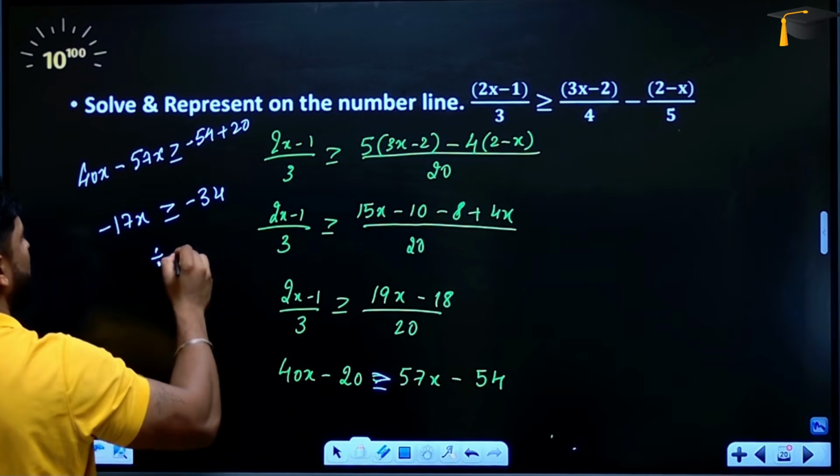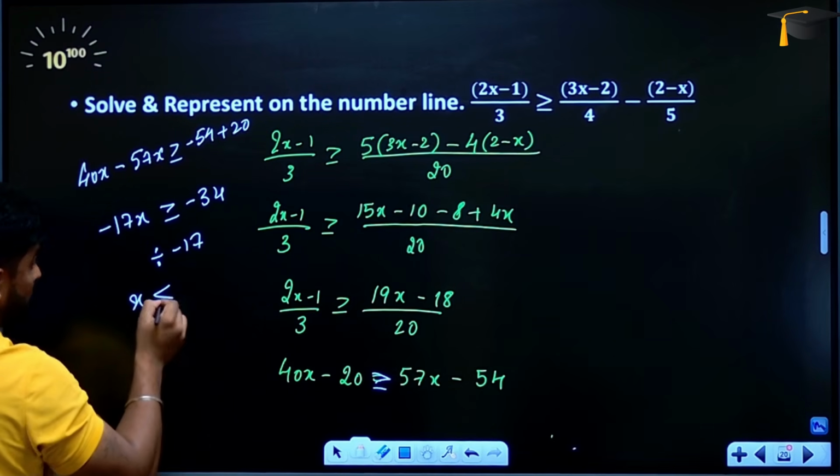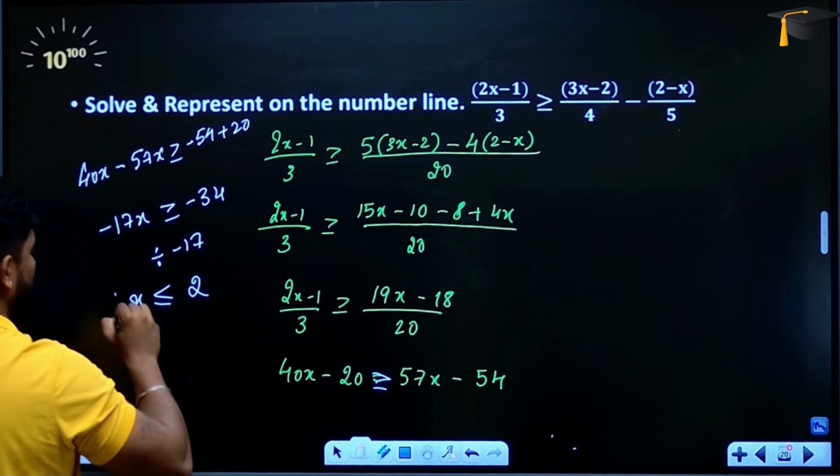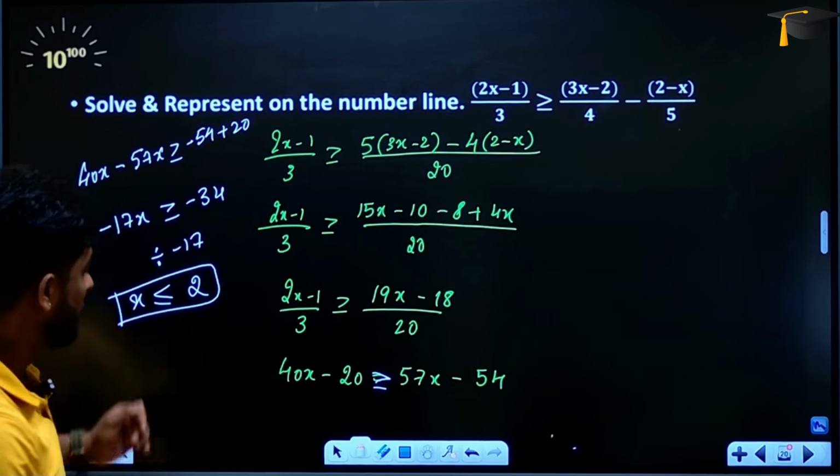So divide both sides by minus 17. So x less than or equal to 2 comes, children. x less than or equal to 2. Understood? At the end the inequality changes.